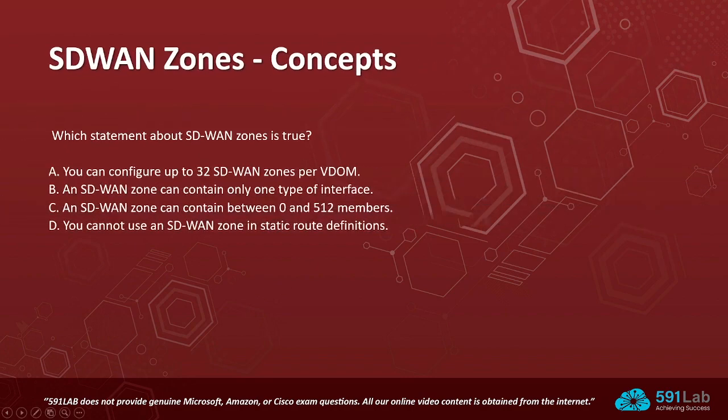On the next one, we have the SD-WAN zones concept, and our question says which statement about SD-WAN zone is true. We have four options: the first one says you can configure up to 32 SD-WAN zones per VDOM, option B, an SD-WAN zone can contain only one type of interface, option C, an SD-WAN zone can contain between 0 and 512 members, and option D, you cannot use an SD-WAN zone in a static route definition.